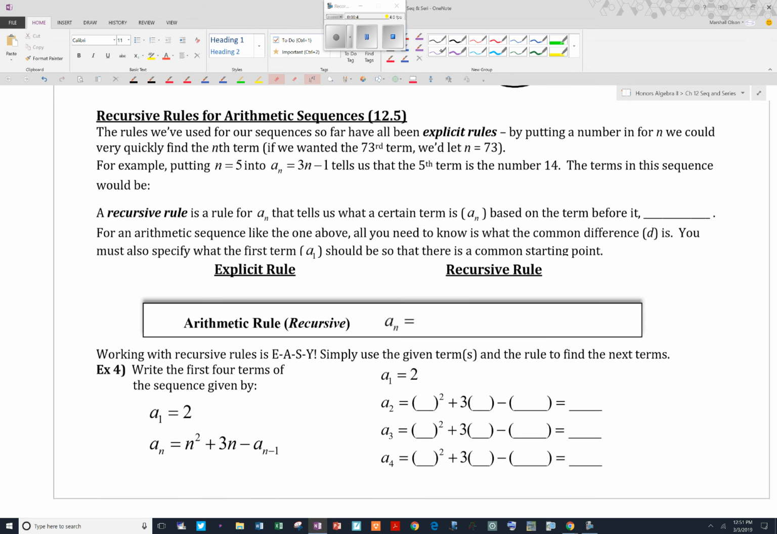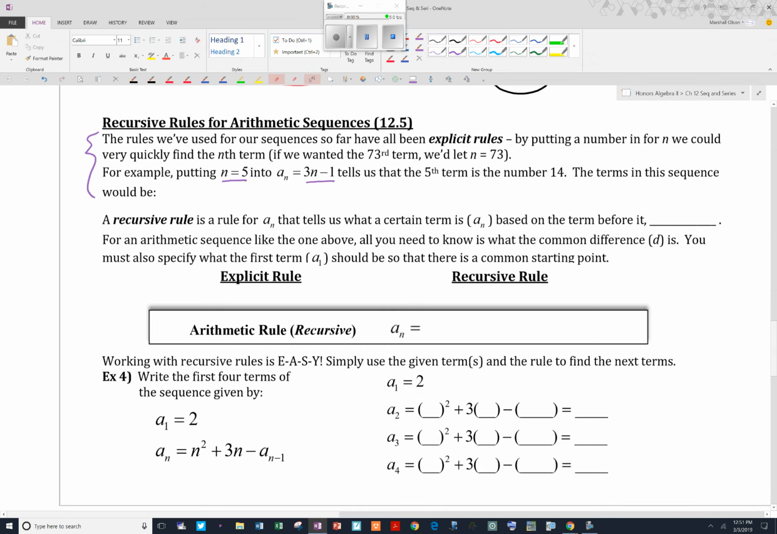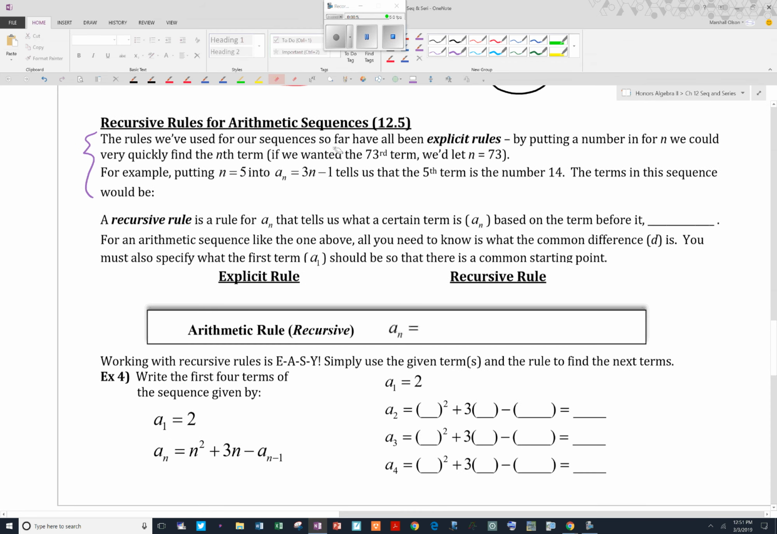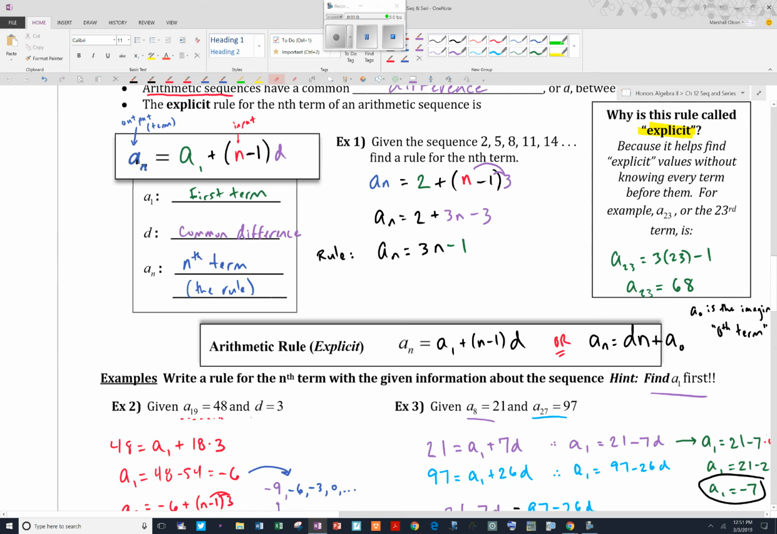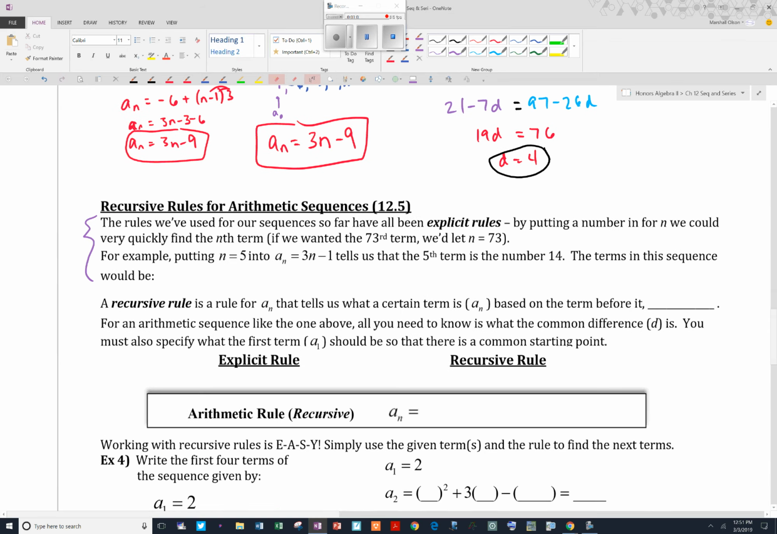So we'll take a second to read through this stuff here. It just says putting n equals 5 into 3n minus 1 tells us that the fifth term is 14. This is the sequence from up above. The terms in this sequence would be 2, 5, 8, 11, 14.